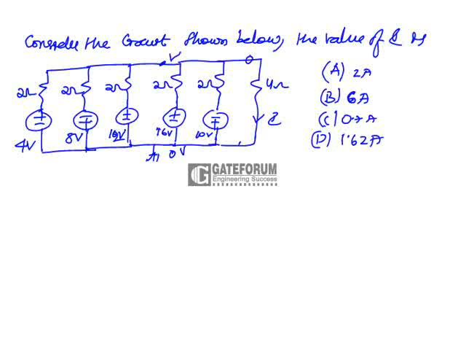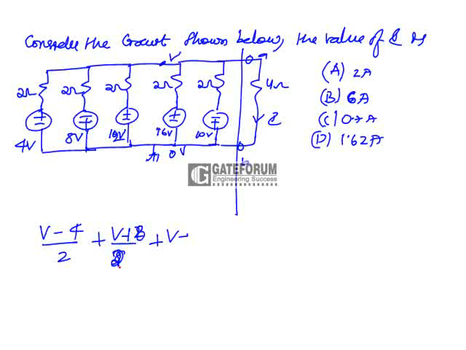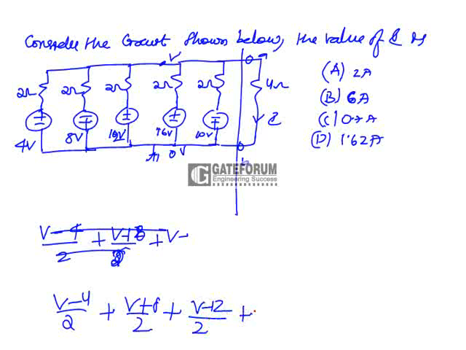Let us take these two terminals as A and B terminals and open circuit the circuit across the load terminals. Now what is the nodal analysis when load terminals are open? V minus 4 by 2 plus V minus 2 by 8 plus V. Okay, V minus 4 by 2 plus V, this polarity is different here, minus and plus, so this should be V plus 8 by 2. V minus 4 by 2 plus V plus 8 by 2 plus V minus 12 by 2, similarly V minus 16 by 2 plus V plus 10 by 2, since polarity is again different, is equal to 0.